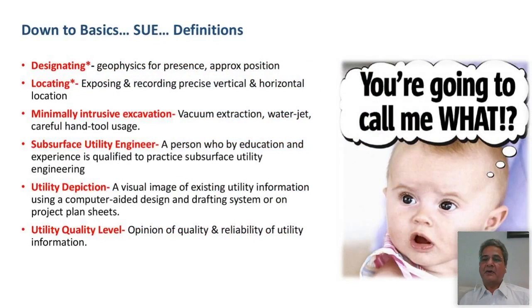So there are certain definitions which are important to understand because otherwise there can be confusion in what do we call what. So when we say designating, it is using geophysics for presence and approximate position of a utility. Locating in terms of SUE is exposing and recording precise vertical and horizontal position. Minimally intrusive excavation can be vacuum excavation, water jet, careful hand tool uses. SUE engineer is a person who by education and experience is qualified to practice subsurface utility engineering. Utility depiction is a visual image of existing utility information using a computer-aided design and drafting system or on project plan sheets. And quality level, this is the most important thing, is the opinion of quality and reliability of the utility information. Please remember that quality level is one of the most important aspects of SUE.